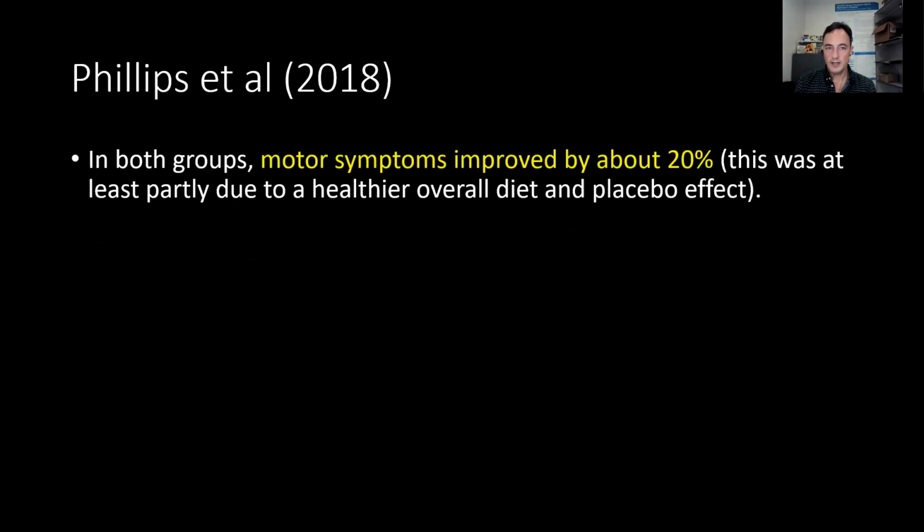Now, in both groups, I should say the motor symptoms also improved by about 20%, but we didn't get too excited about this because basically there was no between group difference. And we know this was at least partly due to a healthier overall diet. For example, neither of these diets had beer and ice cream and things like that, which a lot of these patients were consuming considerable amounts of before the trial. So both diets were probably healthier than what they were on before. And of course, the placebo effect would have applied to both arms of the trial, albeit equally, and that would explain at least part of that improvement.